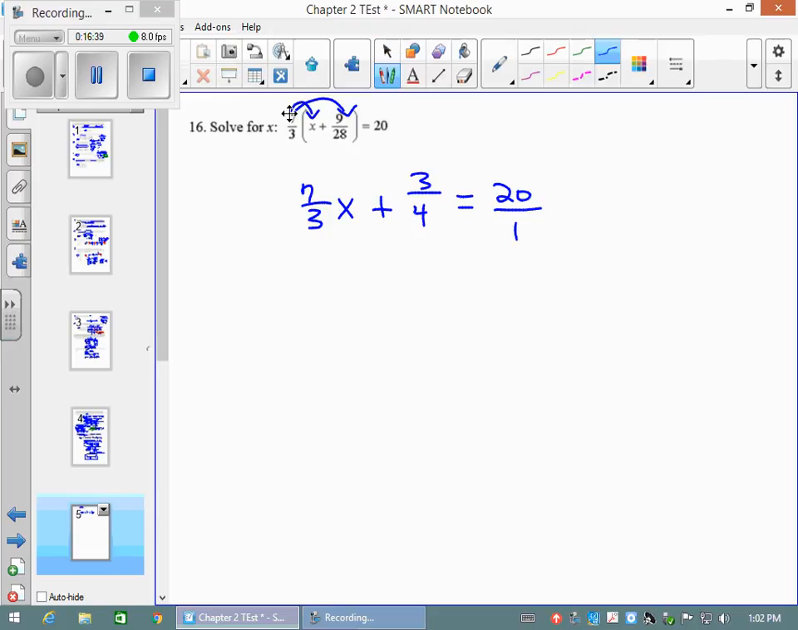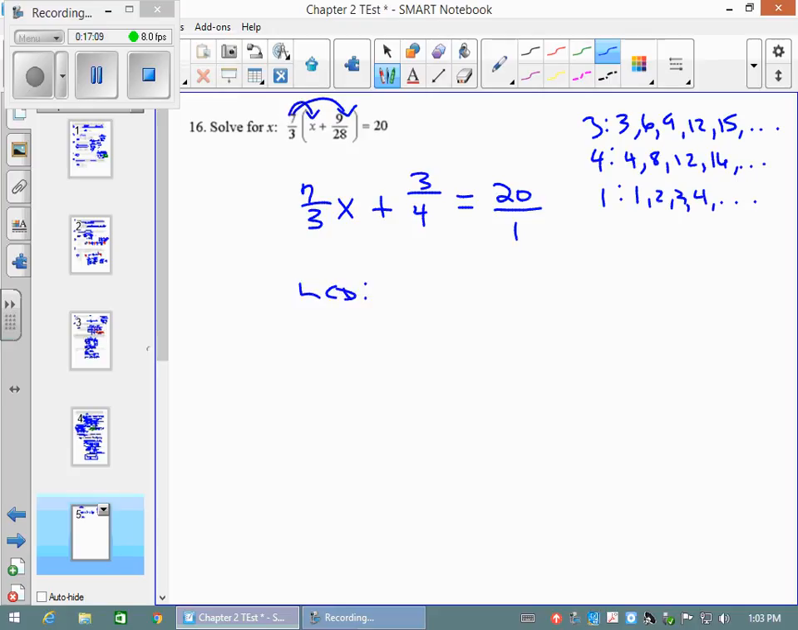We know 1 is going to include every integer. So for 3, the multiples would be 3, 6, 9, 12, 15, and so on. For 4, 4, 8, 12, 16, and so on. And for 1, we know it's going to be 1, 2, 3, 4. So the lowest multiple they all have in common is 12. So that's my least common denominator. So I'm going to multiply each fraction by 12 over 1.